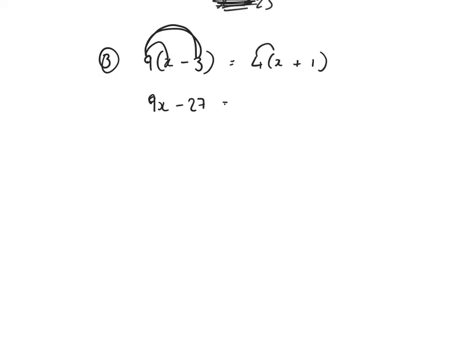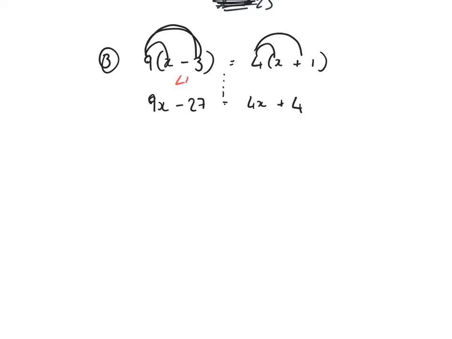Okay, let's try another. Let's involve some negatives this time. 9 bracket x minus 3 is equal to 4 bracket x plus 1. Okay, 9 lots of x, 9x, 9 lots of minus 3, minus 27, is equal to 4 lots of x, 4x, and 4 lots of 1, that's 4.